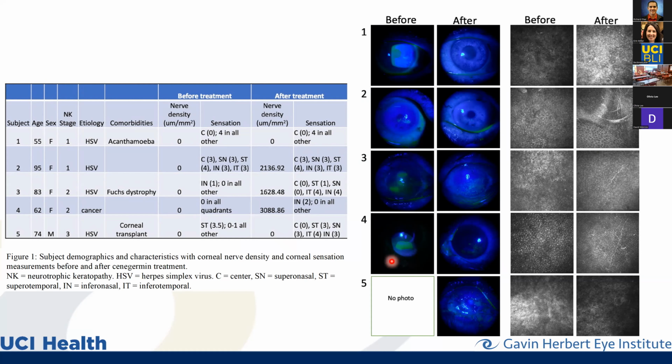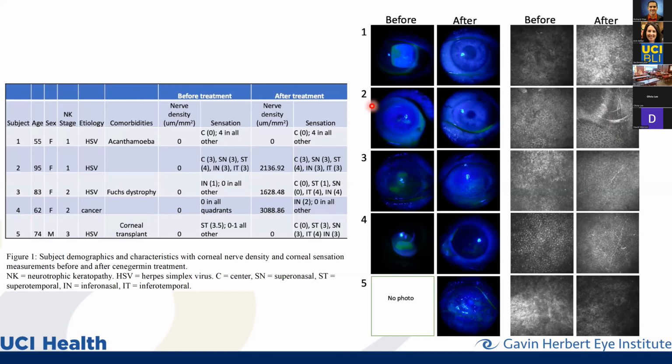Number 4 patient is the one I showed you earlier with the epithelial defect from a brain tumor. And all you can see with the blue light, there's very little or no epithelial staining after treatment. But that's not new. That's what the FDA trial showed. How about the nerve regeneration?